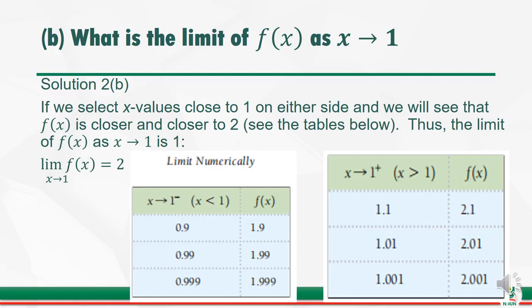When it's 0.99, it's 1.99. And when it's 0.999, it's 1.999. It can be approximated to what? To 2. That is, f(s) is getting closer to 2 as s is getting closer to 1.